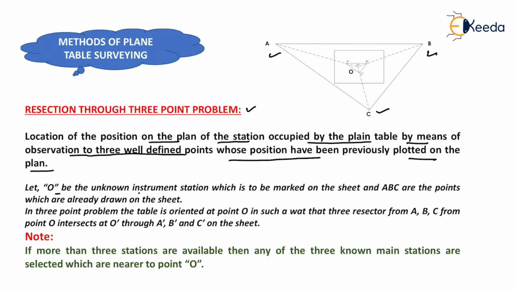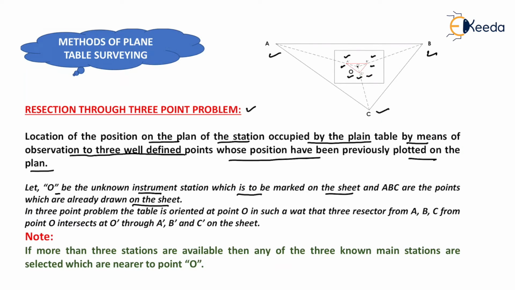Let O be the unknown instrument station which is to be marked on the sheet, which is shown here, that is the station O, and A, B, C are the points which are already drawn on the sheet. We had already drawn point A, point B and point C on our sheet. In the 3-point problem, the table is oriented at point O in such a way that the 3 rays from A, B, C to point O intersect at O dash through A dash, B dash, C dash on this sheet. Here A dash, B dash, C dash is shown.